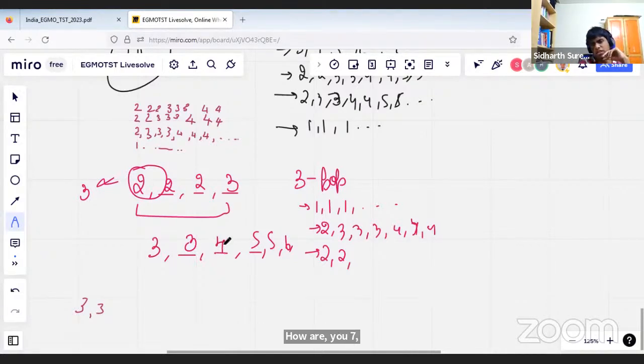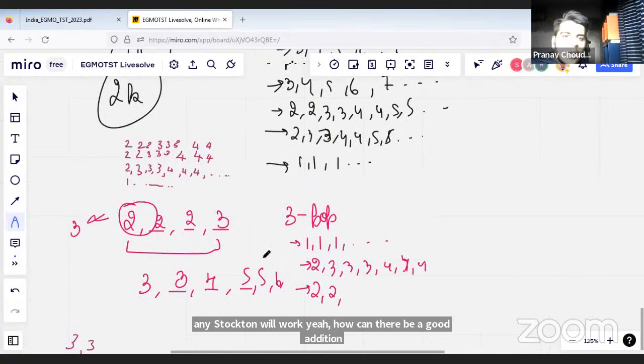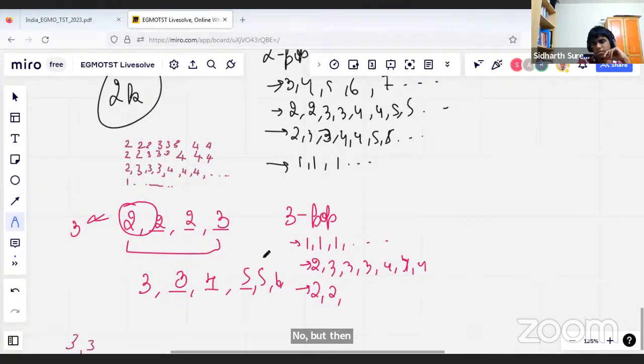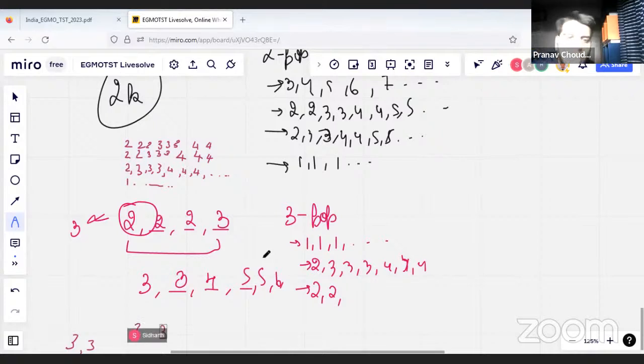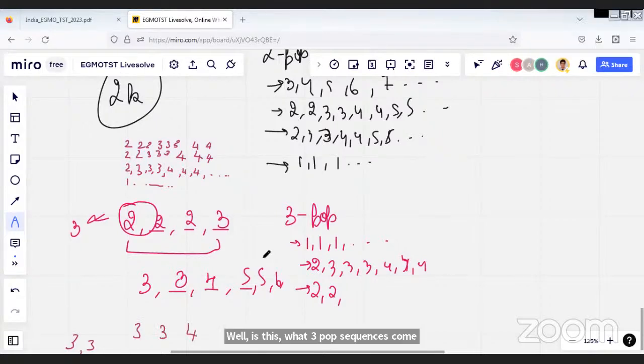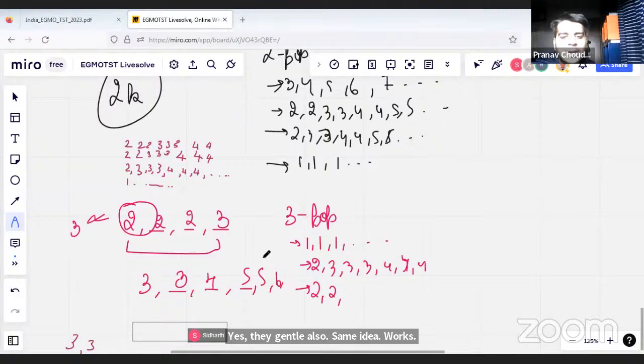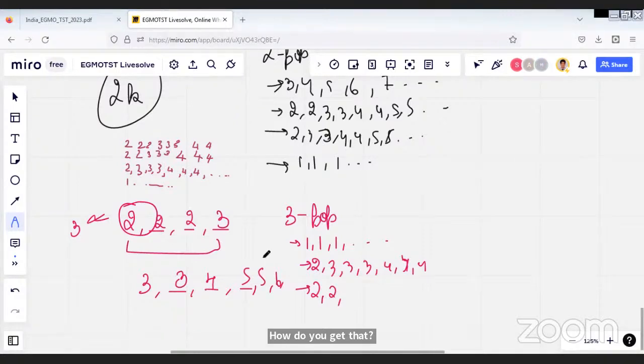I think any starting will work. Yeah, how can there be a contradiction? We just got a contradiction of the previous. X1 number of 3s, X2 number of 4s, but that didn't adhere to the principle, no? Wait, we started too high. X1 number of 3s, X2 number of 4s, X1 plus X2 plus X3 equals 4. Is this what 3-pop sequences are, Kanav? Yes, the general idea also works the same. How do you get there? The starting can be with 2 also, right? Yeah, you can start with any number.